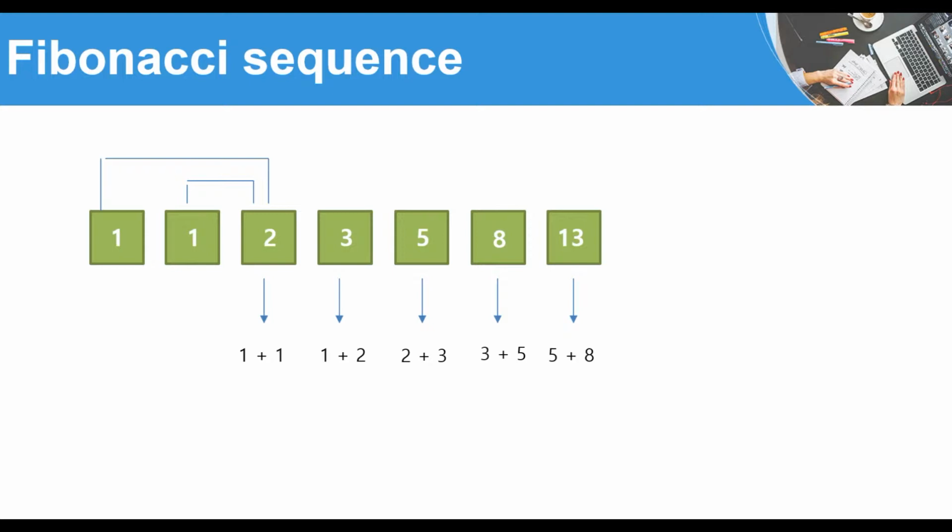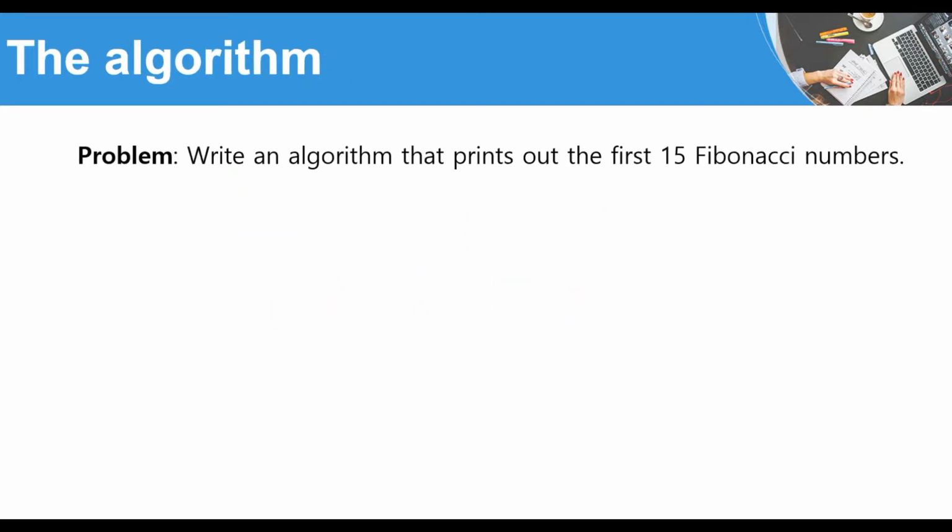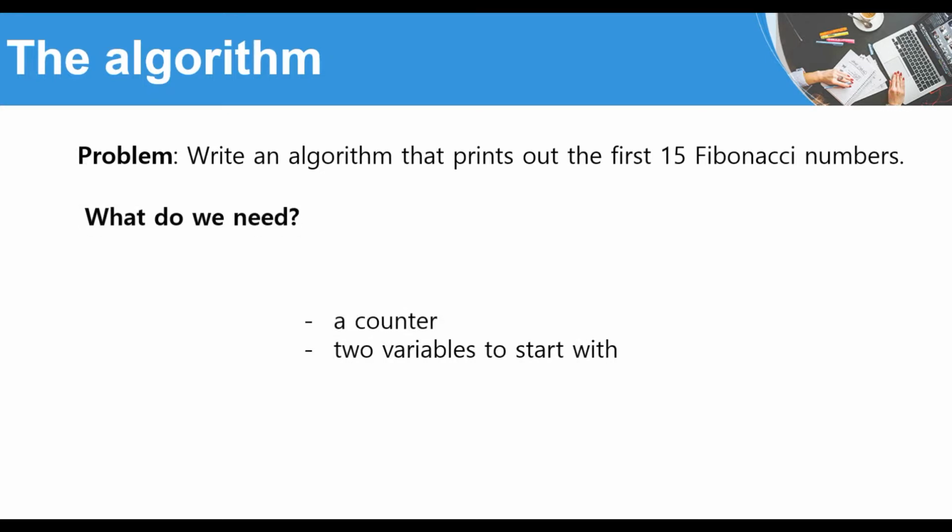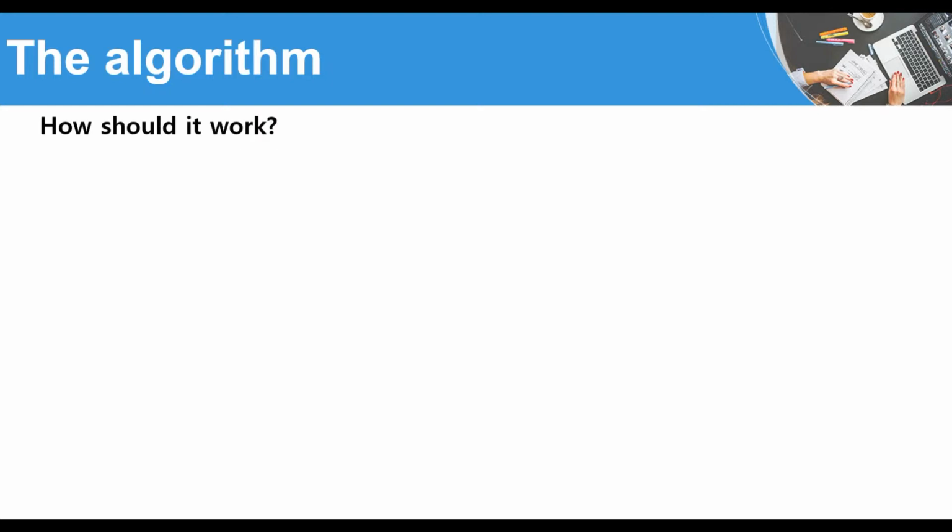And now we can start thinking about how to design an algorithm that would generate this type of sequence and print it to the console. Let's look first at the problem itself. What we need to achieve is to write an algorithm that prints out the first 15 Fibonacci numbers. Now, what do we need for this? Well, we need, of course, a counter because we have to print out only the first 15 Fibonacci numbers. And we've seen that we have to start the sequence, and therefore we need two variables to start the sequence with.